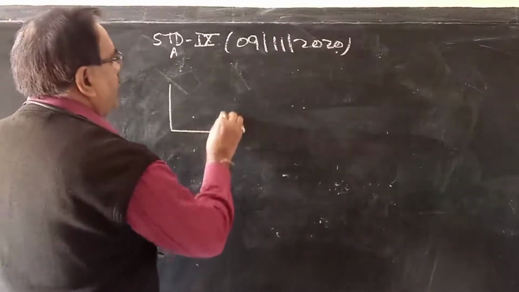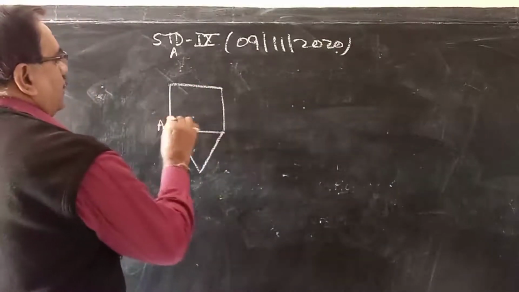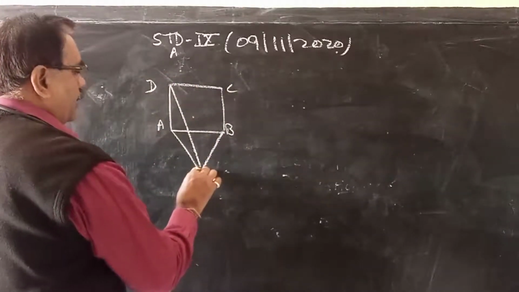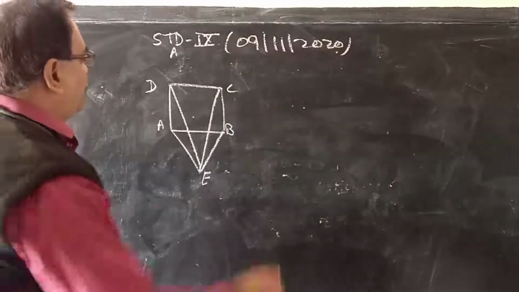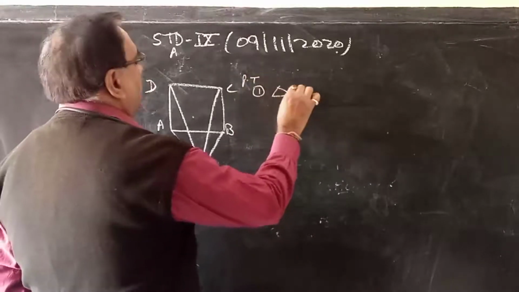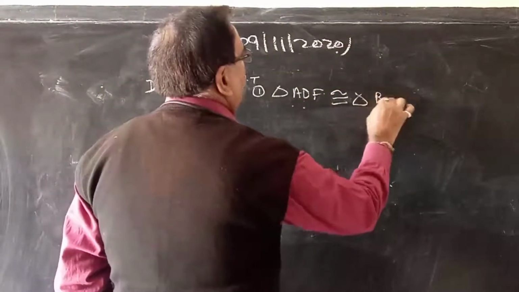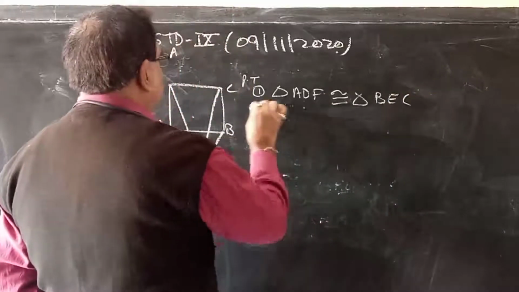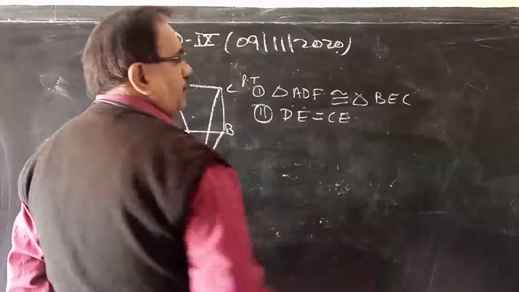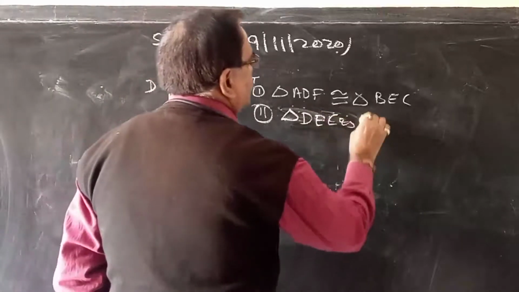See this one. This is a given square ABCD and this is a given equilateral triangle ABE. This one and this one. Then we have to prove, first, that triangle ADE is congruent to triangle BEC. And second part, prove that DE is equal to CE, or we have to prove that triangle DEC is an isosceles triangle.